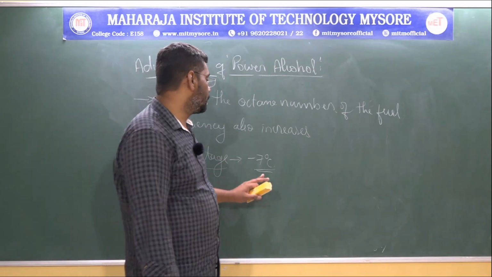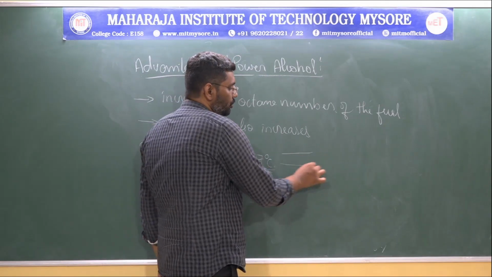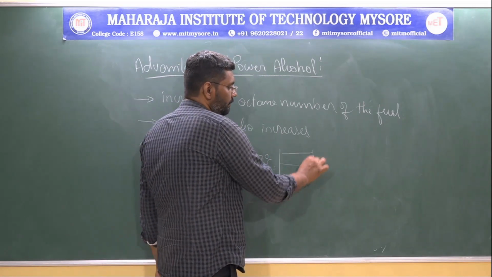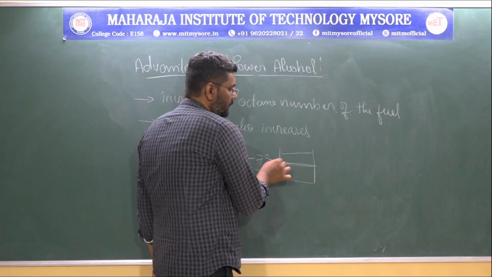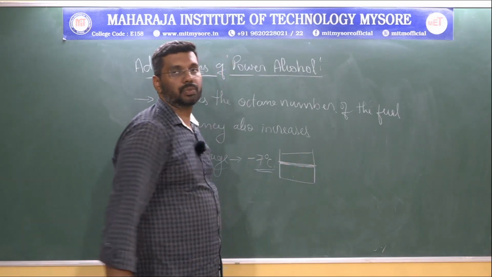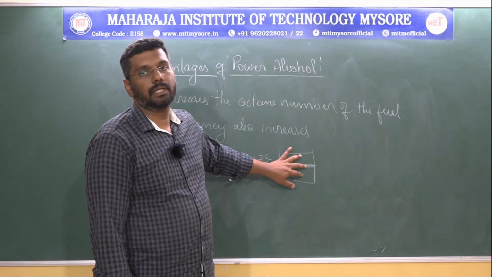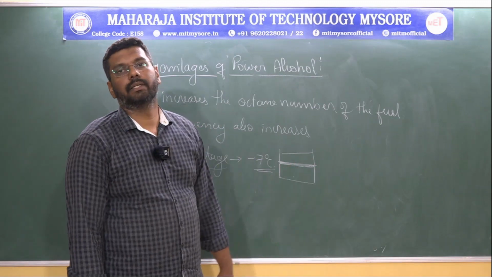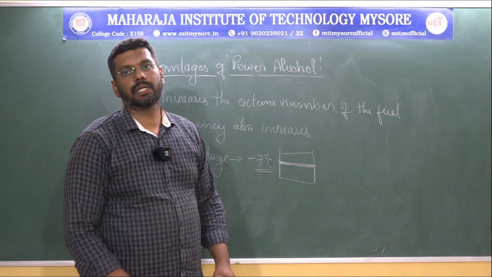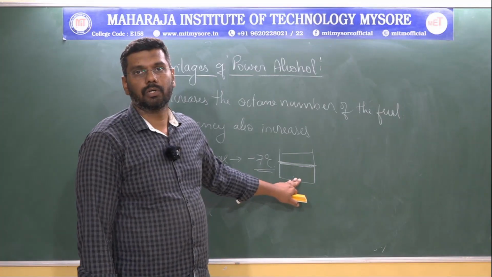Since its density is very low, what happens? The alcohol and petrol will be separated in a petrol tank, and the layers which have been formed here will never allow the alcohol to mix with petrol. So when this separation takes place, it will be very difficult to start the engines. So that is one of the disadvantages of power alcohol.